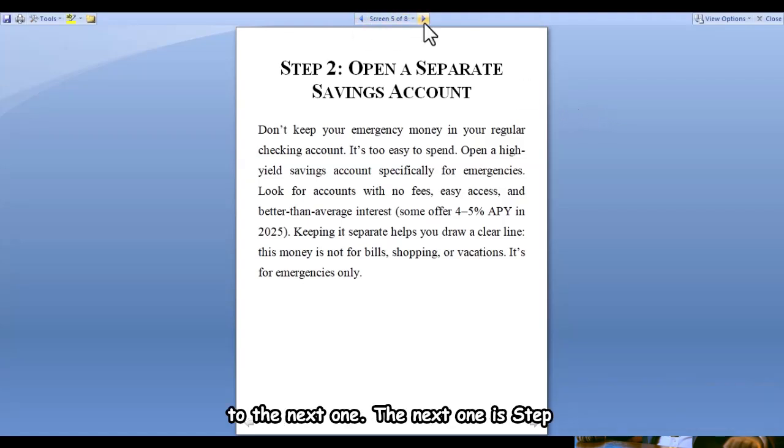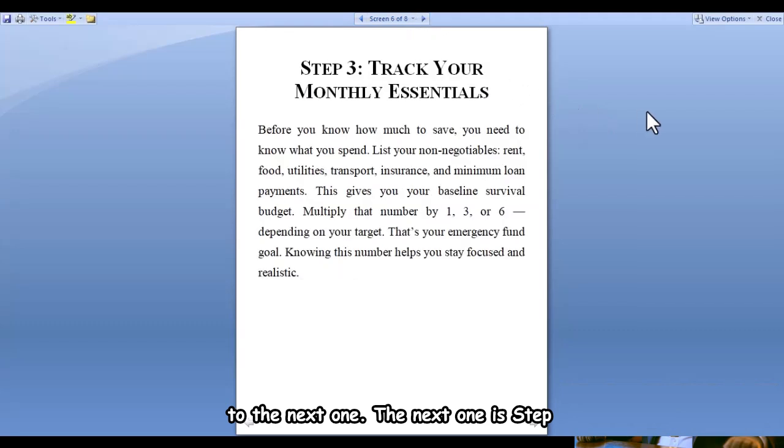So now let's go to the next one. The next one says step 3, track your monthly essentials. Before you know how much to save, you need to know how much you spend. List your non-negotiables: rent, food, utilities, transport, insurance, and minimum loan payment. This gives you your baseline survival budget.